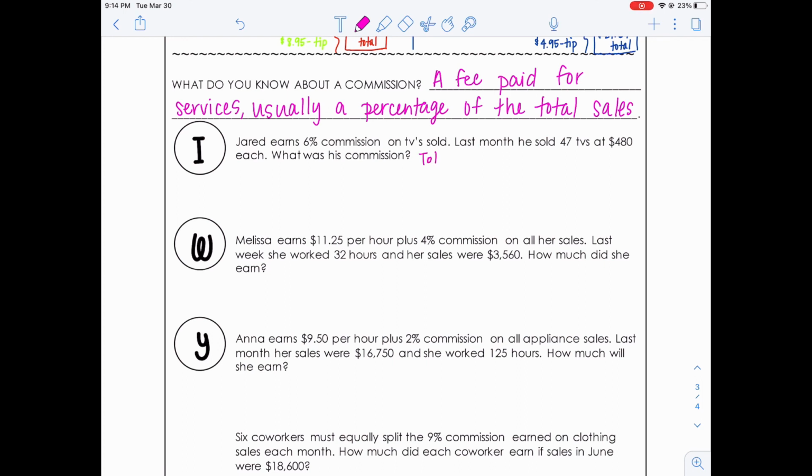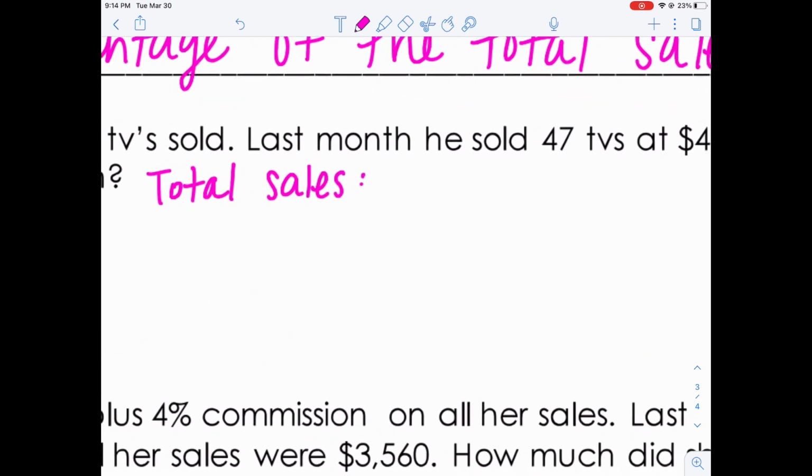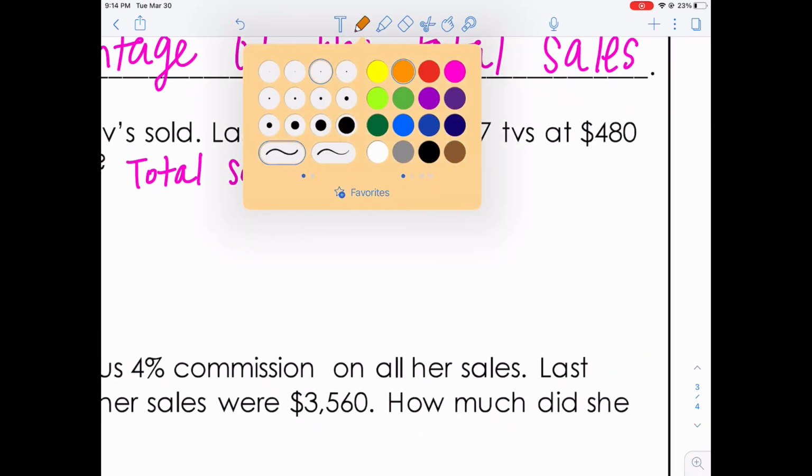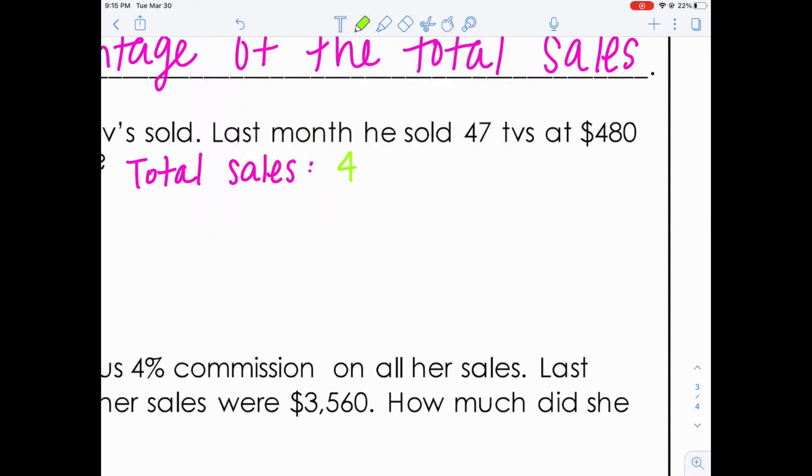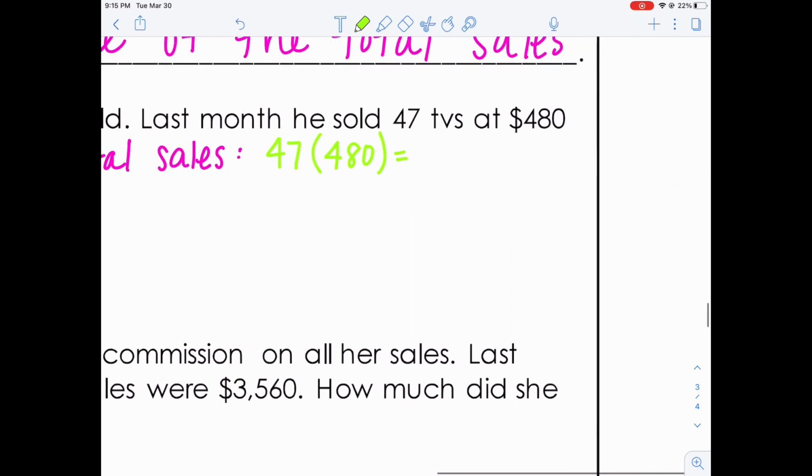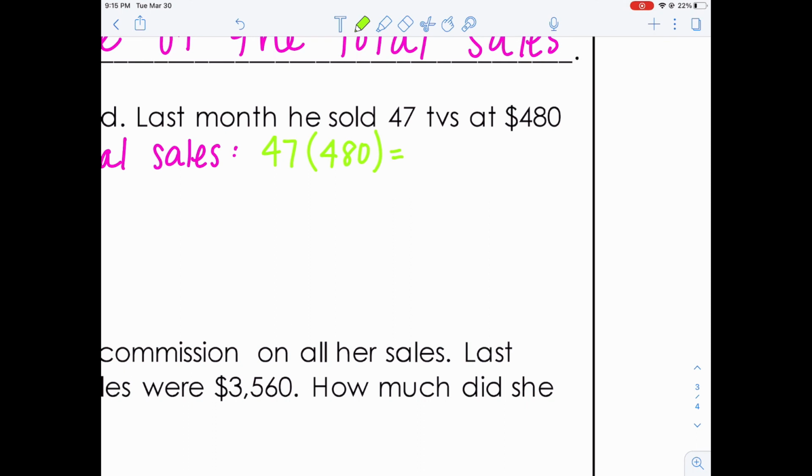Looking at our first one, Jared earns a 6% commission on TVs sold. Last month, he sold 47 TVs at $480 each. What was his commission? First, we have to find the total sales. He sold 47 TVs, and each one is going to cost $480. So to find the total sales, we need to take the number of TVs that he sold, which was 47, and multiply it by how much it costs for each TV. So we're going to do 47 times 480, and you can just multiply that in your calculator.